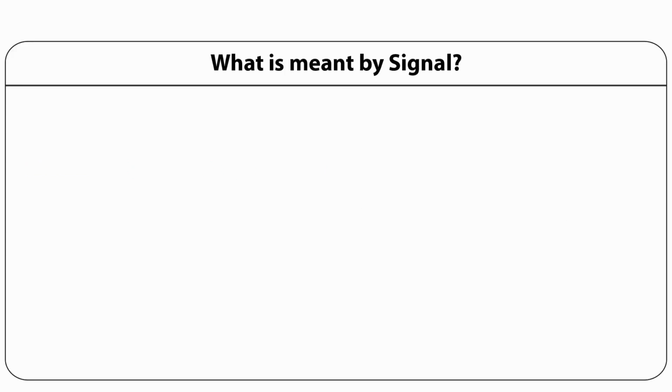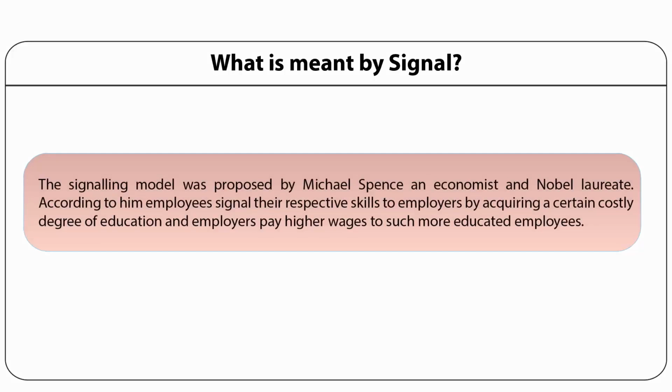Now, what is meant by signal? Well, Michael Spence proposed the idea of signaling. According to him, signals are used to resolve the situation of information asymmetry. For example, a prospective employee would signal his type to help transferring information about himself.